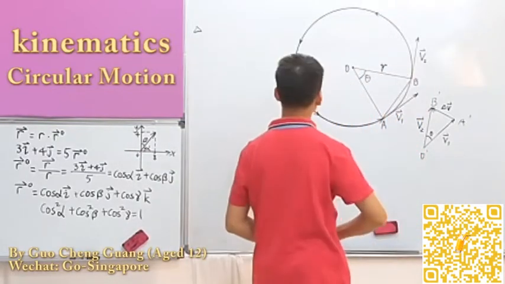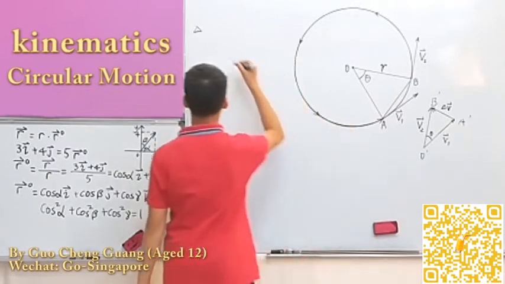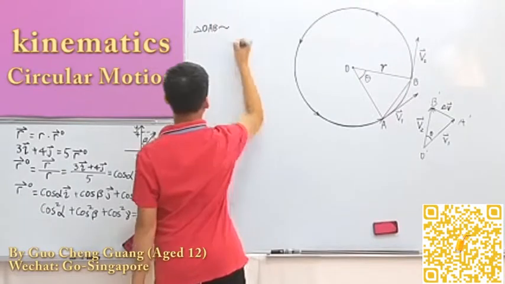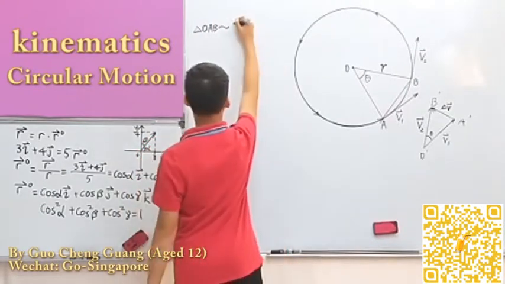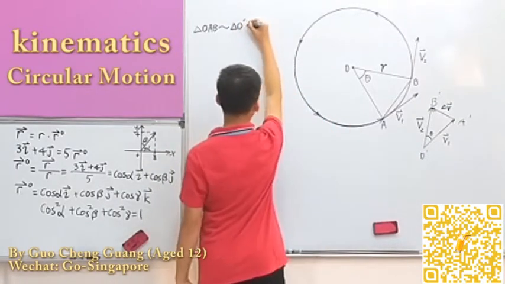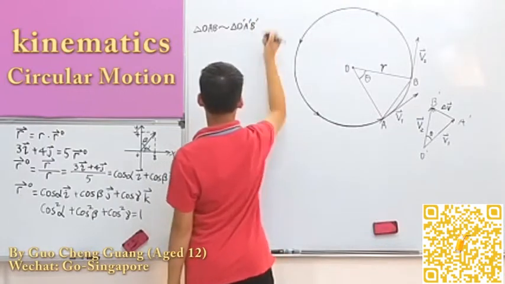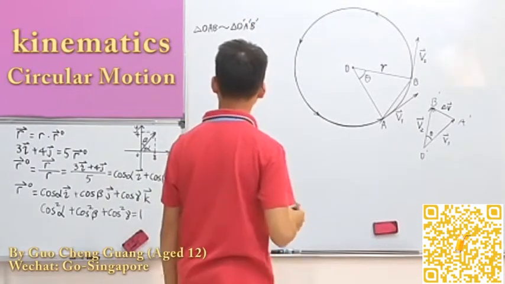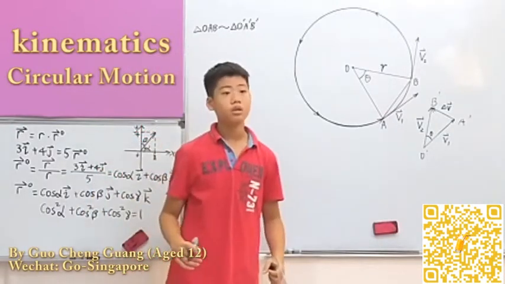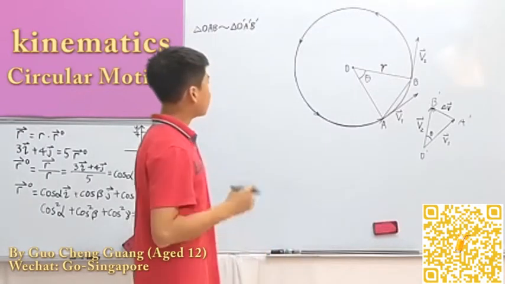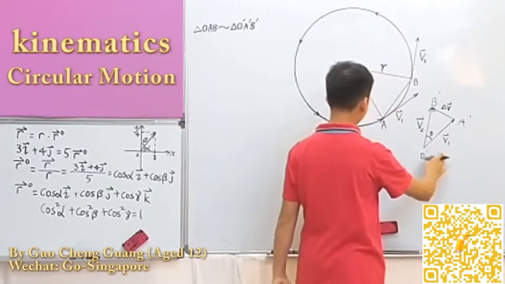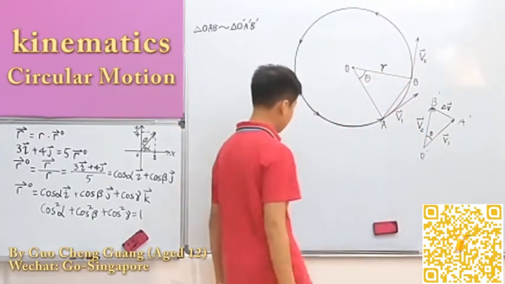That means triangle OAB will be similar to triangle O prime, A prime, B prime. So that's what we have here. We found that these two triangles are both isosceles triangles, and these two triangles are similar. So definitely their corresponding sides, or the ratios within their own triangle, are equal.